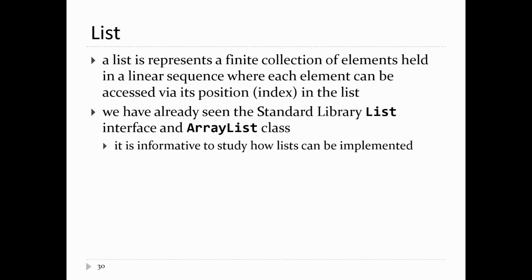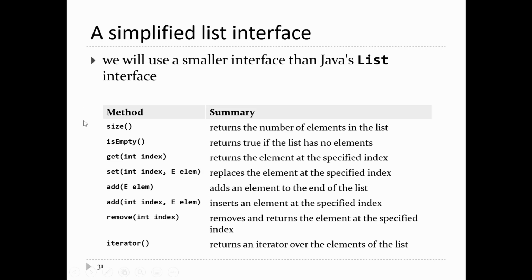Now, just to quickly remind you, a list is a finite collection of elements held in a linear sequence. Each element has an index, from 0 up to the size of the list minus 1. You've seen the list interface, and you've seen the array list class. So you know that the standard library already has the list and array list classes. It also has a linked list class. But it's useful to know how these things are actually implemented, although I think you may have already seen them in your previous course.